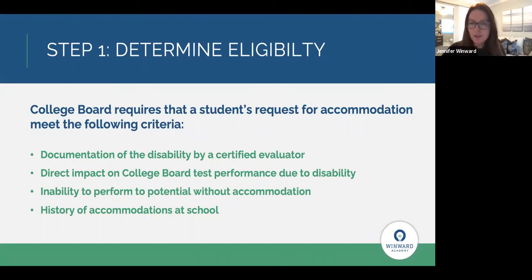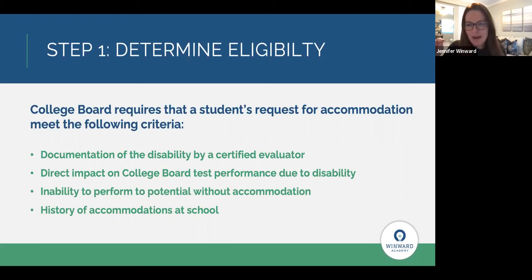What's nice about College Board is once you receive an accommodation, it applies to any of those tests. So if you receive 50% extended time for your SAT, you're also going to get it for your APs. So again, it's nice that with that one agency, it can apply to all those tests and you don't have to apply for each one.